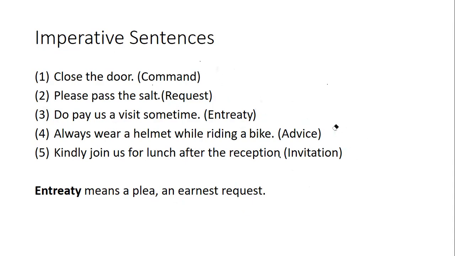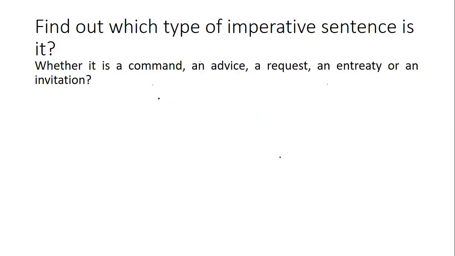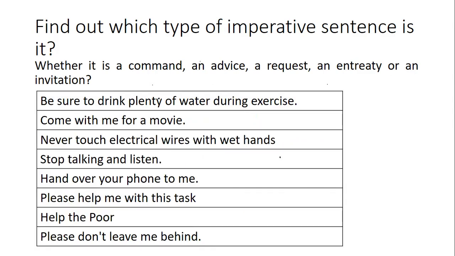Don't worry, we are going to practice a lot of sentences which will give you a clear-cut idea about different types of sentences. Let's move further in our types of sentences. But before that, let us see, since we have seen imperative sentences, which one is a command, which is a request, which is an advice, which is an invitation. You have to find out whether it is a command, an advice, a request, or an entreaty, or an invitation. Through the sentence, you have to find out which kind of imperative sentence it is.